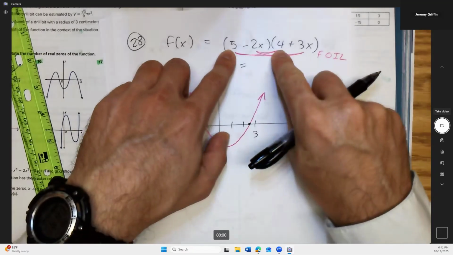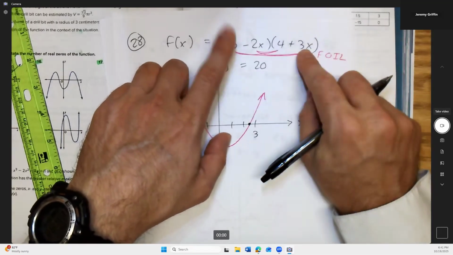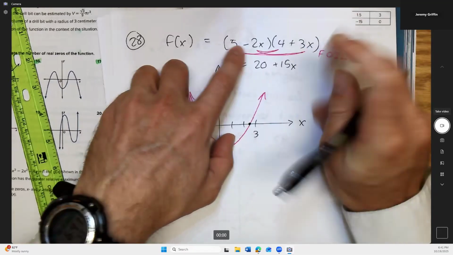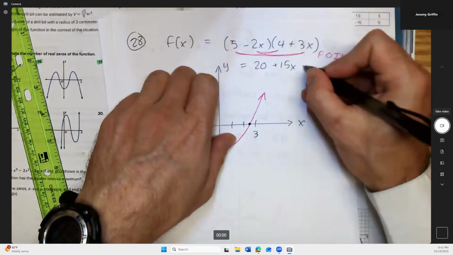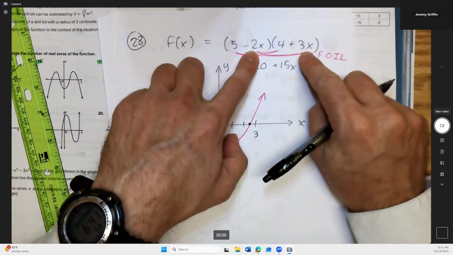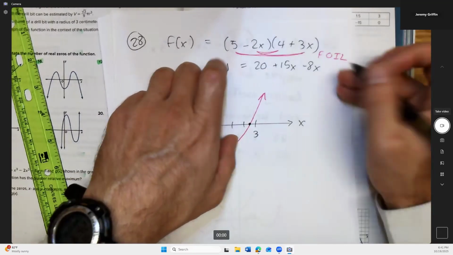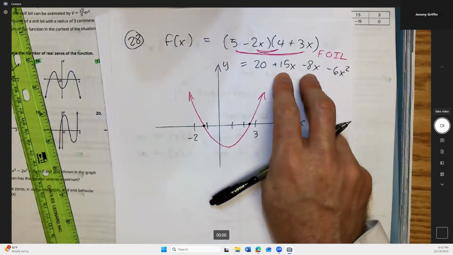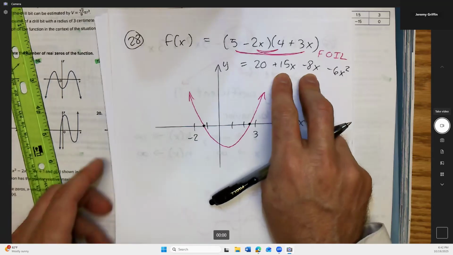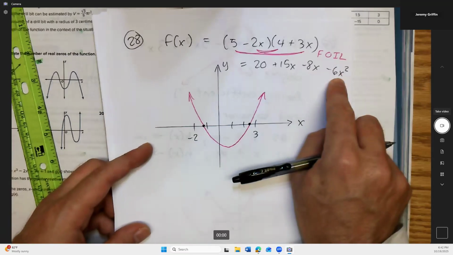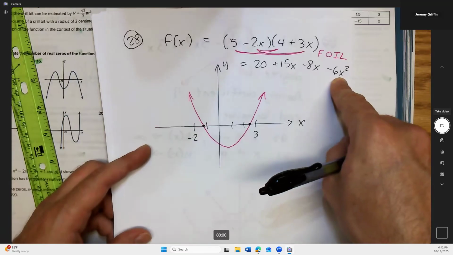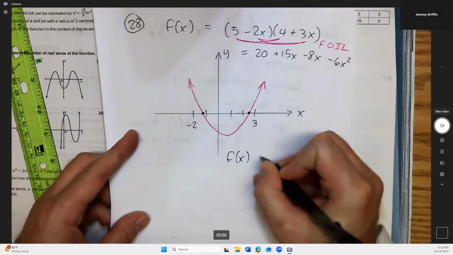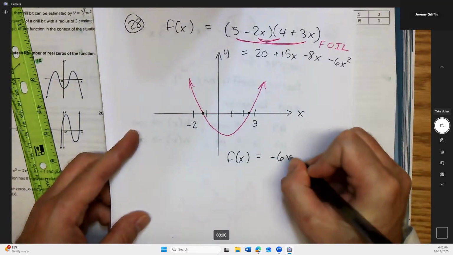So 5 times 4 is 20. Outside is 15x. Inside is negative 8x. And last is negative 6x squared. Okay? Now we can clean this up a bit. We can combine these two terms because they're both x terms. And also, I'm going to rearrange this to put the highest power of x, this term, in the front. So here, f of x equals, I got negative 6x squared.